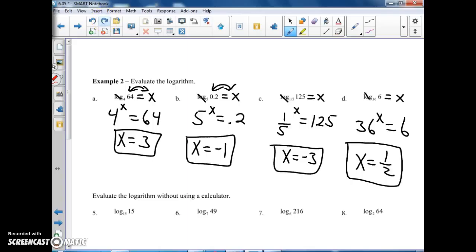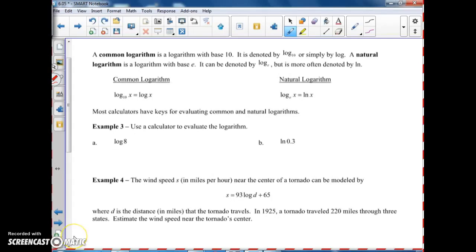So x equals 1/2. All right, so now there are 2 kinds of logarithms that you are going to learn about. One is called the common logarithm, which is a logarithm that has a base of 10. Look over here: log base 10 of x. That's a common logarithm.